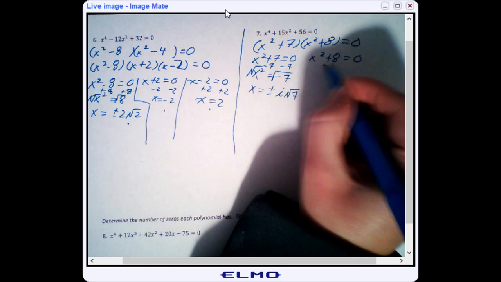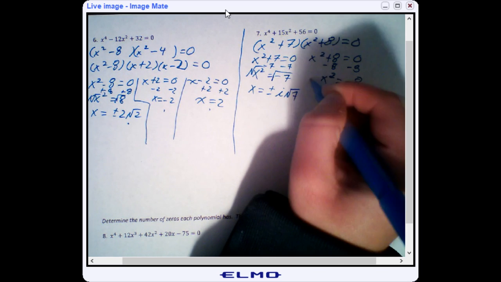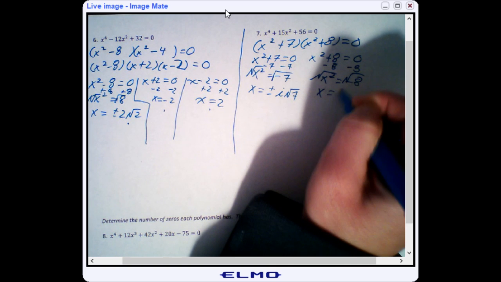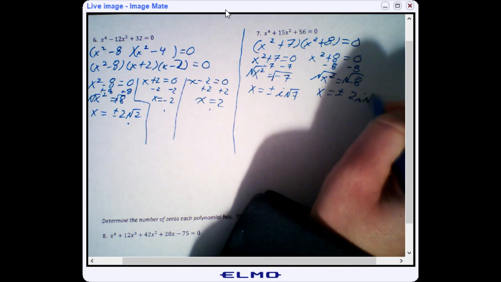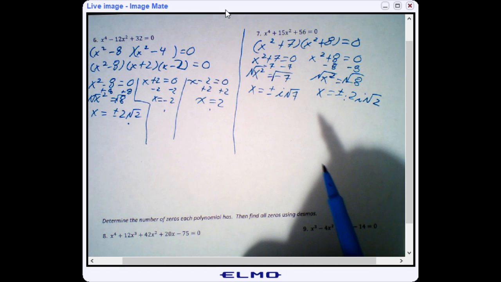And then we'll have x squared equals negative 8, square root. X equals plus or minus 2i square root of 2. Again, we found that on the other page. So I have 1, 2, 3, 4 imaginary ones here, no real ones.